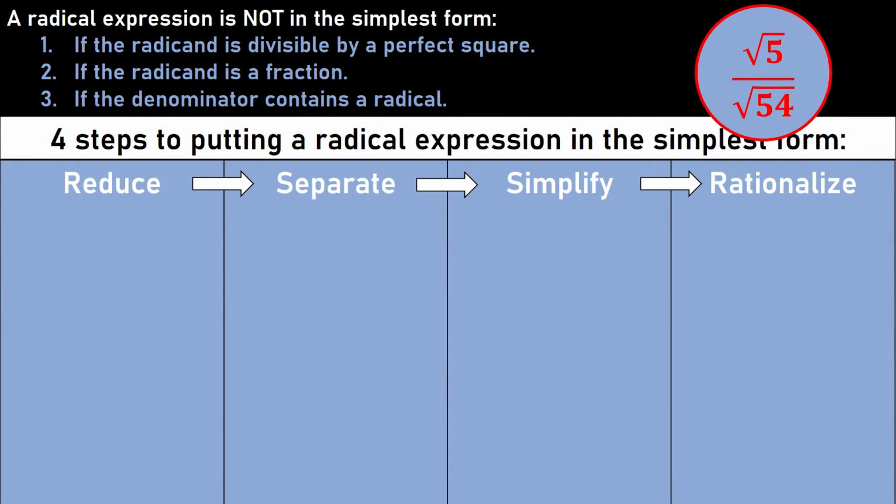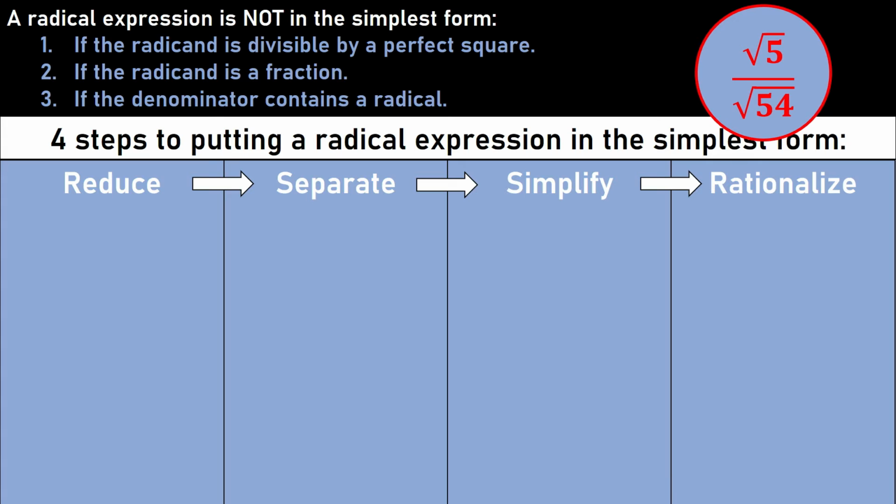In our next example, we have the square root of 5 over the square root of 54. In this case, we have several problems. That denominator that has a radicand of 54, it can be divided by a perfect square. Also, the denominator contains a radical. So we're going to have to go through our 4 steps of reducing, separating, simplifying, and rationalizing, and use as many of those steps as we need to eliminate number 1 and number 3 so that we can say that our radical expression is in its simplest form.